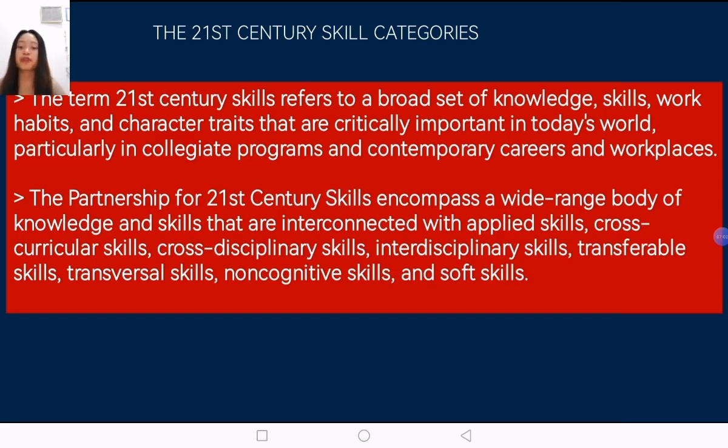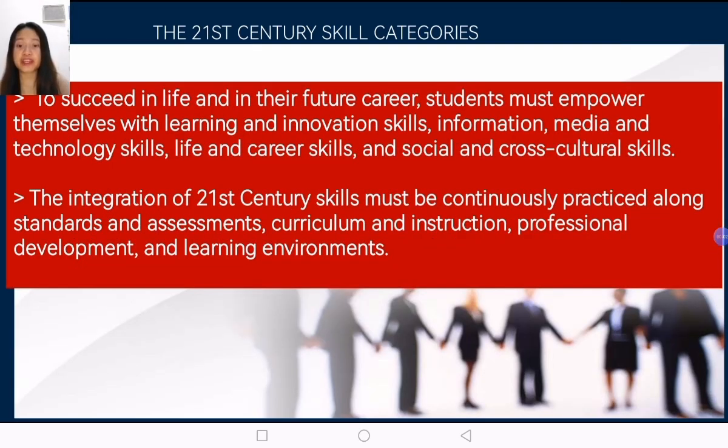Now, the partnership for 21st century skills encompasses a wide range of knowledge and skills that are interconnected with applied skills, hands-on skills, cross-curricular skills, cross-disciplinary skills, interdisciplinary skills, transferable skills, transversal skills, non-cognitive skills, and soft skills. All the skills that have been mentioned are important and none of them is disregarded. To succeed in life and in future careers, students must empower themselves with learning and innovation skills, information, media and technology skills, life and career skills, and social and cross-cultural skills. That is why it has been presented a while ago that even the smallest details of learning are already 21st century skills, because it is the small things that matter.